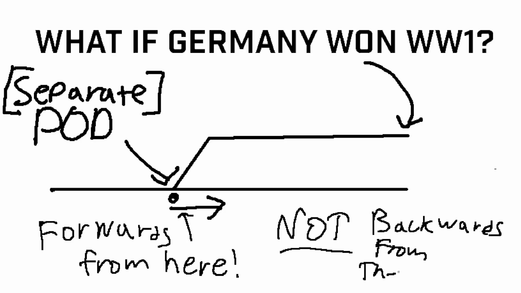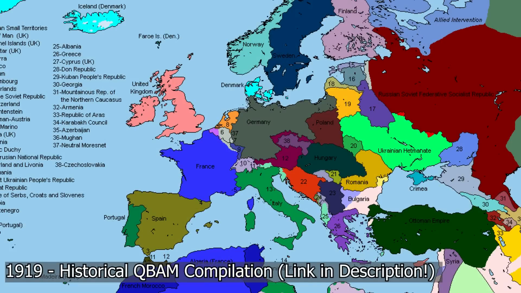Instead of resolving problems with one or many points of divergence and skipping to the end result, we are instead trying to find one point of divergence that would lead to the outcome we want to see. Let's use this Germany wins World War I premise as a baseline. We want Germany to win World War I, but how do we do that? Here's my process applied to this scenario.